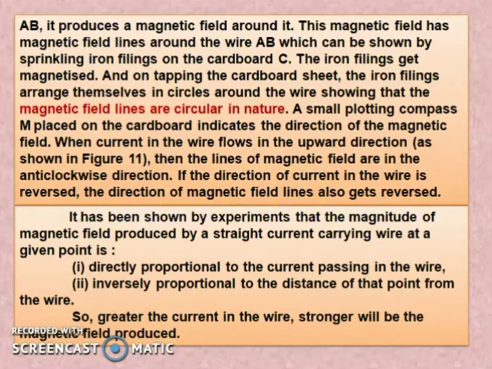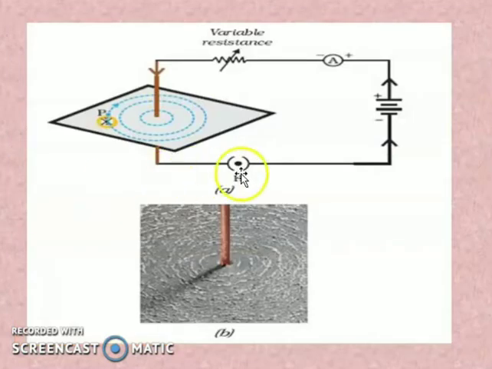Now in this one you can see a circuit. In the circuit you can see a battery, a meter, a variable resistance, a metallic wire and then a cardboard. Inside the cardboard there is a compass, which shows the deflections, when the current moves in an upward direction.